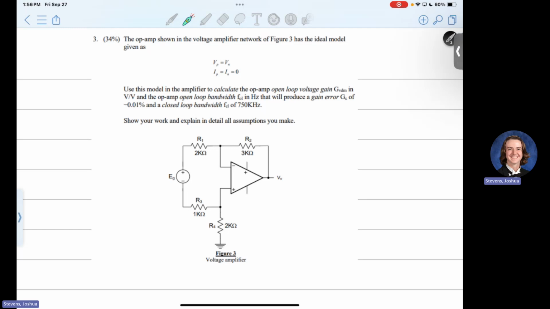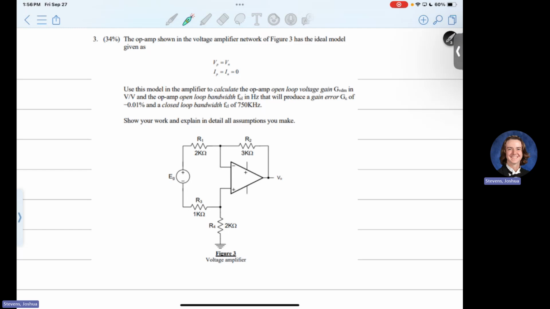The op-amp shown in the voltage amplifier network of figure 3 has the ideal model given as Vp equals Vn, Ip equals In equals 0. Those are, like I said, standard equations. Use this model in the amplifier to calculate op-amp open loop voltage gain GVDM in volts per volt and the op-amp open loop bandwidth, those are bandwidth, not frequencies, open loop bandwidth, F open loop, in hertz, and produce a gain error, GE, of negative 0.01% and a closed loop bandwidth of 750 kilohertz. A lot of information.